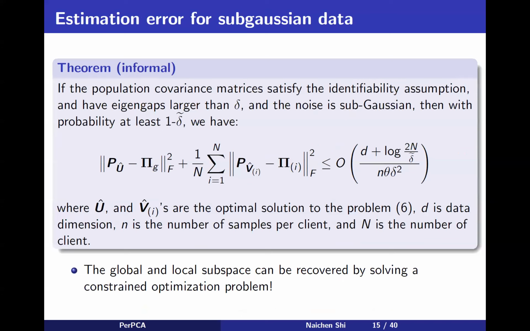Furthermore, if the samples follow a sub-Gaussian distribution, we're able to show that the upper bound on the statistical error will go to 0 as the number of samples approaches infinity. This basically indicates that our estimate is statistically consistent.